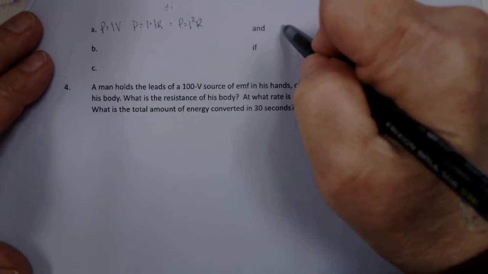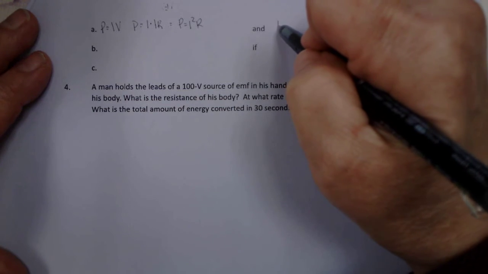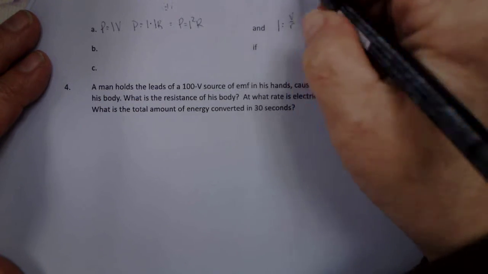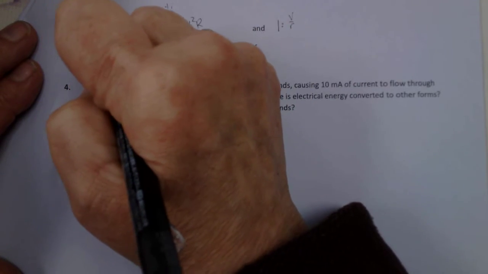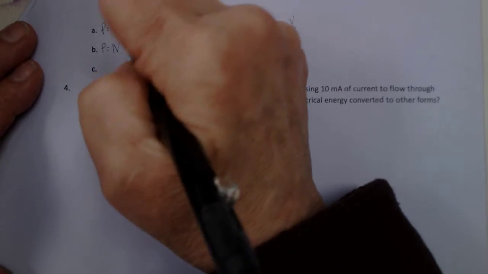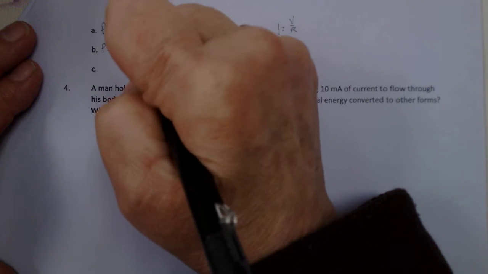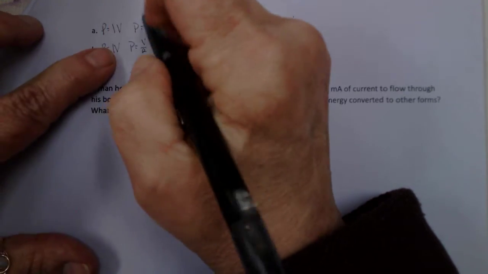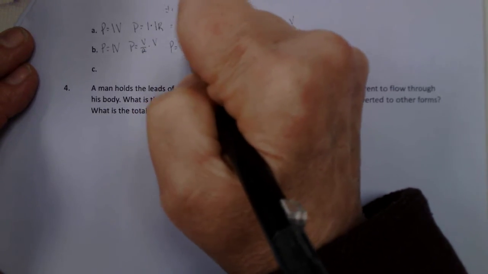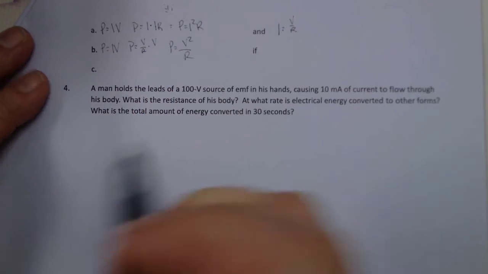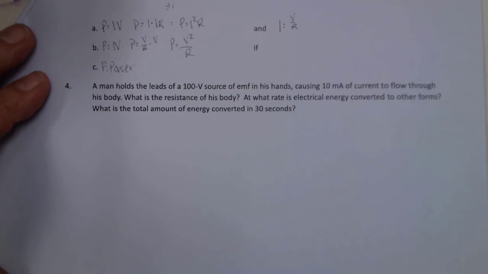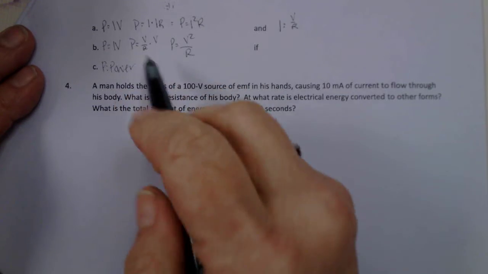But also I know that if V is equal to IR, I is equal to V over R. So P again is equal to IV, but in place of I, I'm now going to put V over R. So P is equal to V over R, which is my I, times V. So P is equal to V squared over R. And just a reminder that P stands for power, and power is written in watts.